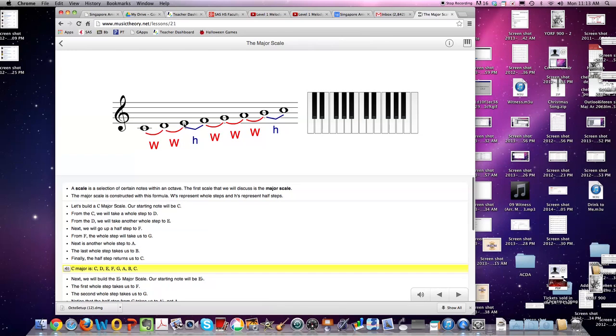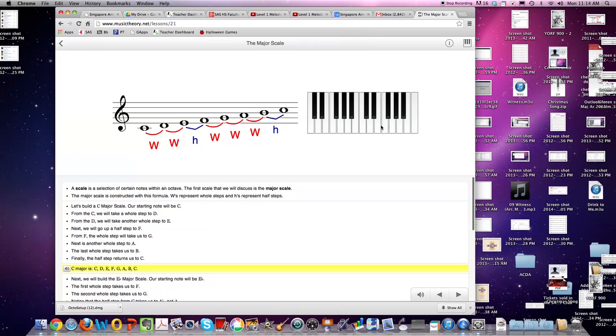C to E is here. So we count the amount of half steps again. 1, 2, 3, 4. So 4 half steps equal a major third. From C to F is 5 half steps. 1, 2, 3, 4, 5. And so on and so forth.